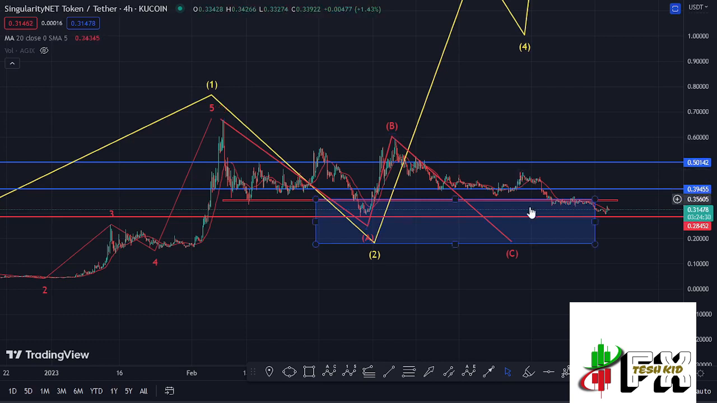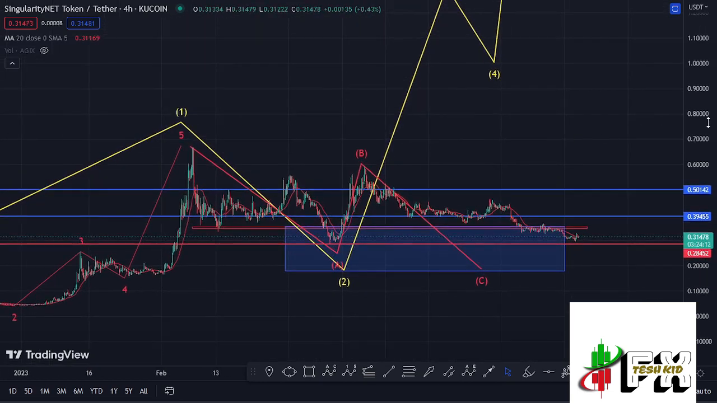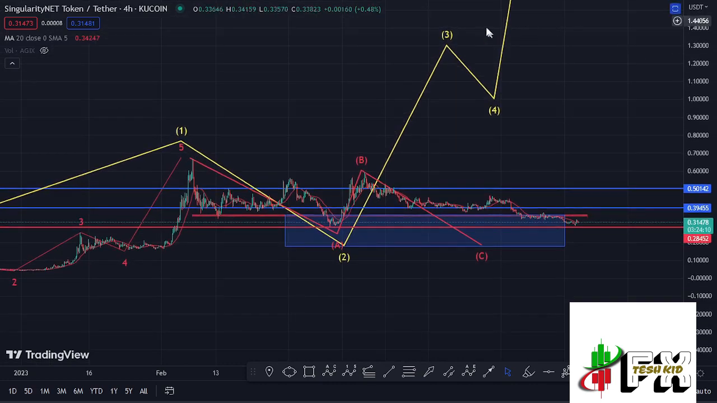And now my primary scenario is that Agix is going to give us one more leg down in the formation of this wave C within this blue target area, and also fully maximize our target area in the formation of that wave 2. And once that happens and we put in place the low for this higher Elliot wave count 2, then from there we can start expecting higher prices in the formation of this higher Elliot wave count 3.